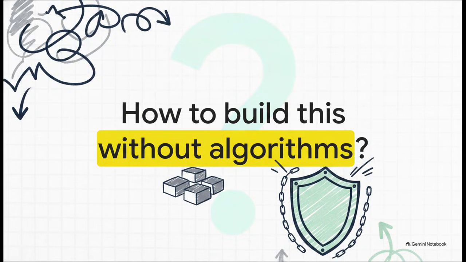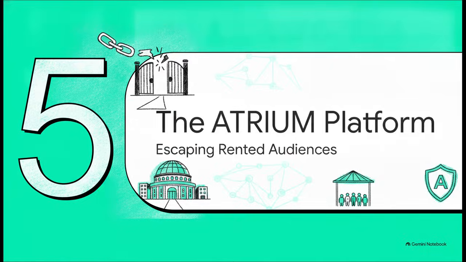You have to frame the entire community around what the member actually gets out of it. Which brings up a very real, very urgent hurdle. How do you build this dedicated space without just running right back to renting an audience on an external platform and keeping yourself chained to those unpredictable algorithms we talked about? And that leads us perfectly into Section 5, the ATRIUM platform, and how to finally escape rented audiences.